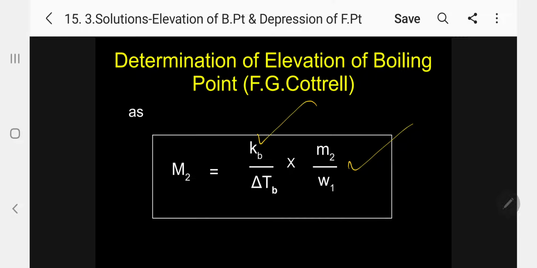So Kb is known for a solvent. W is the amount of solute we are adding. W1 is the amount of liquid taken, and M2 is the unknown molecular weight we have to determine. Kindly follow. This is the most important information. Kindly follow. This is the determination of elevation of boiling point.